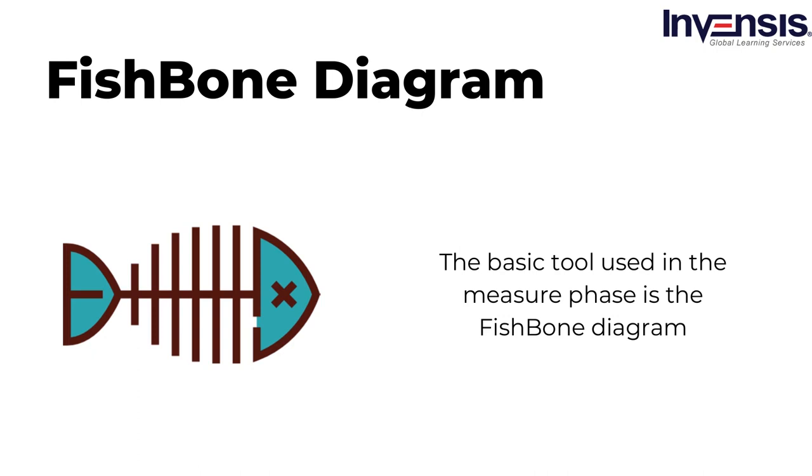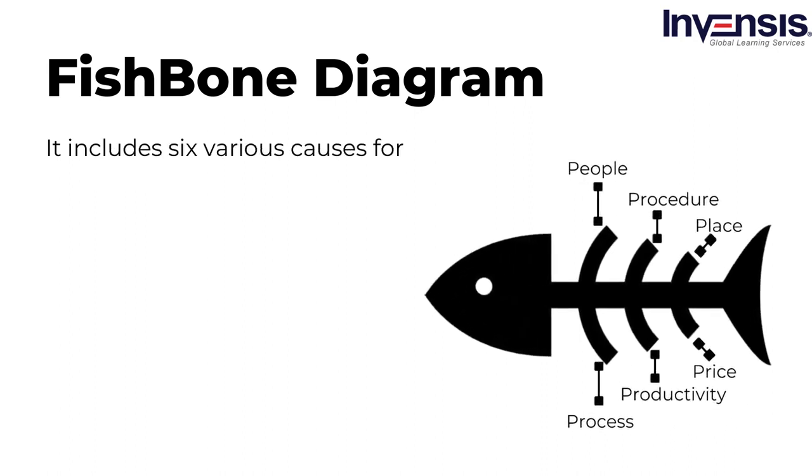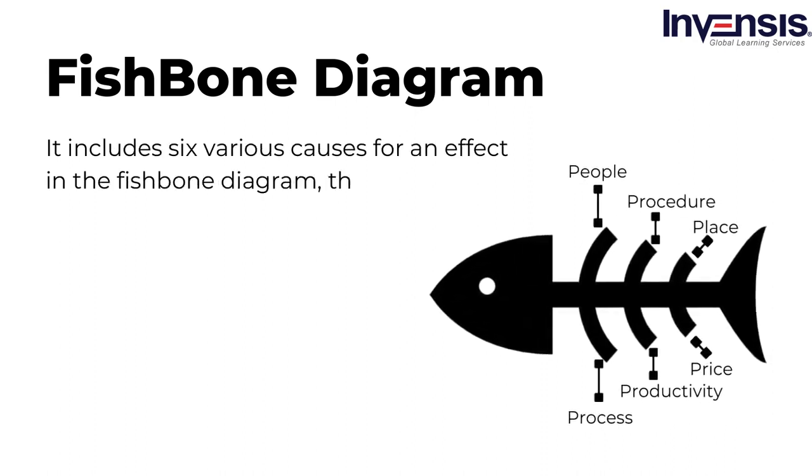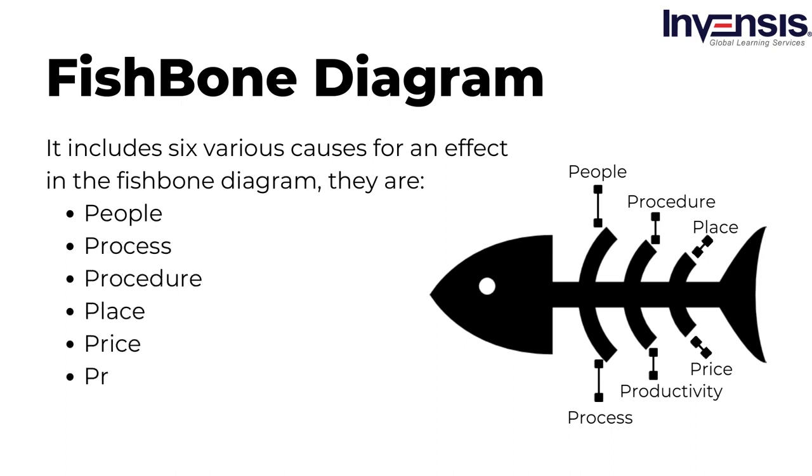Under the fishbone diagram, our major task is to find the root cause. It includes 6 various causes for an effect in the fishbone diagram. They are people, process, procedure, place, price, and productivity. And there are several other subsequent steps in the manufacturing industry. So now, using this fishbone diagram, we can define the root cause of the issue.